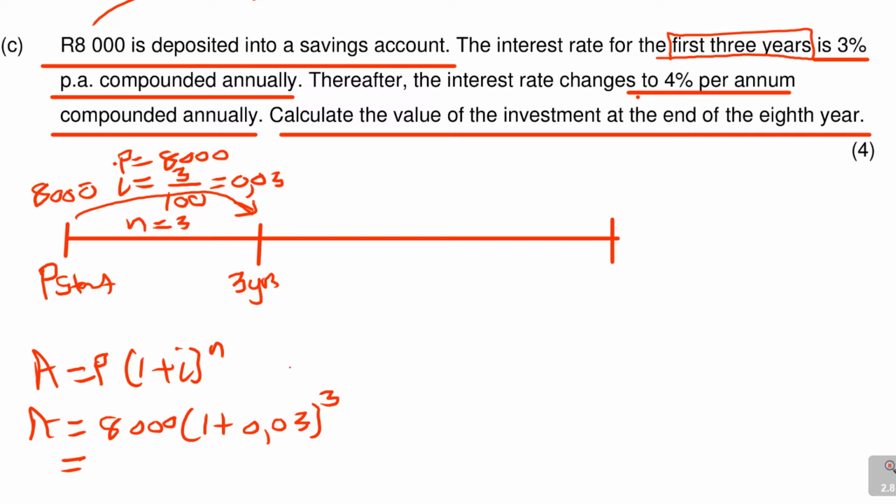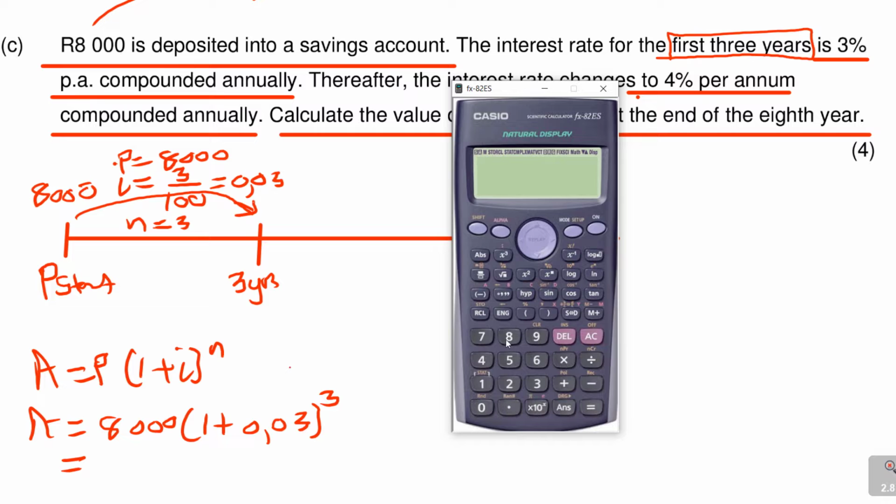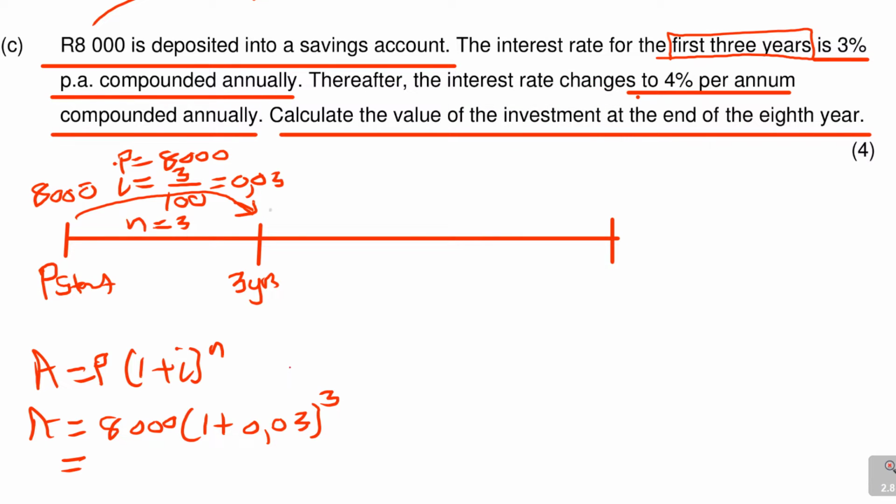Are you with me? So you mustn't panic here. It's not a difficult question. So you look at the first 3 years: 8,000 bracket 1 plus 0,03, then you close to the power 3. So it becomes 8741,816. So we come here, it has now become 8741,416, something like that. So this is now the money after 3 years.